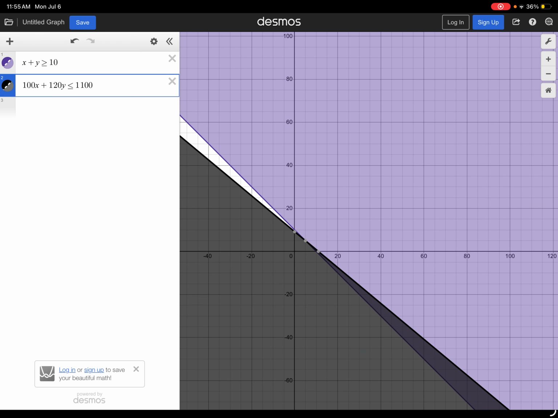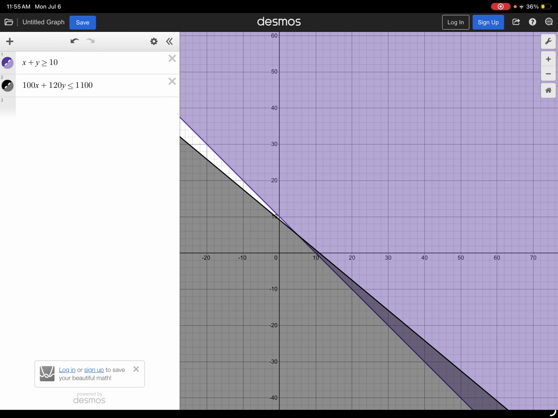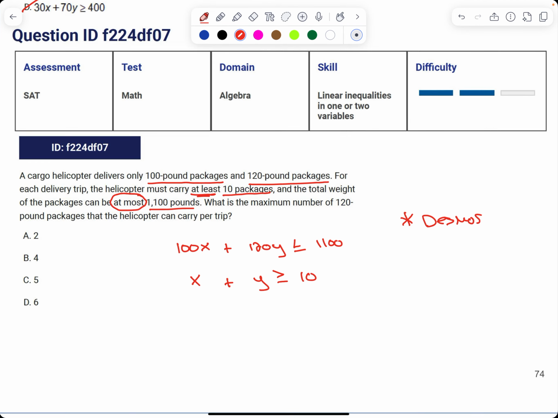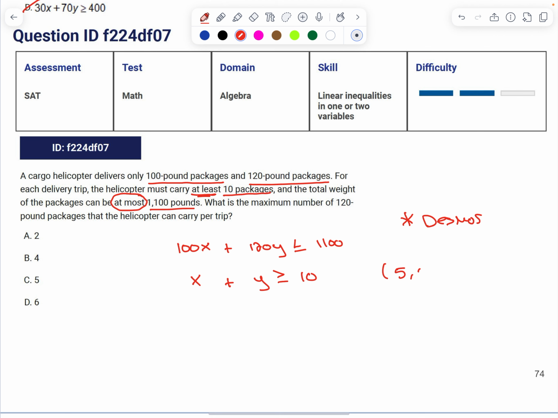So what is the maximum number of 120 pounds per trip? So the maximum in this case, what that means is the maximum number. So this is where they're going to intersect here. And it says, what is the maximum number of 120-pound packages that the helicopter can carry per trip? So what we're looking for is our y value. So where they intersect is 5, 5. I'm looking for the 120-pound packages, so that is 5.